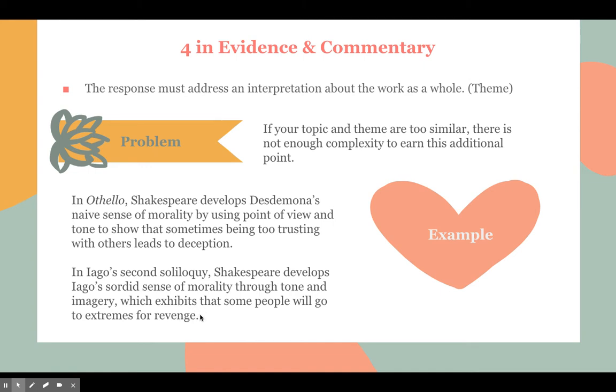So, really, the whole point of addressing an interpretation about the work as a whole with this is to add a layer of complexity. So, if we're not really adding a layer of complexity, it's hard to get that point. So, how do you fix that? Well, I've been thinking about this for you guys because it's a really hard thing to think about fixing.